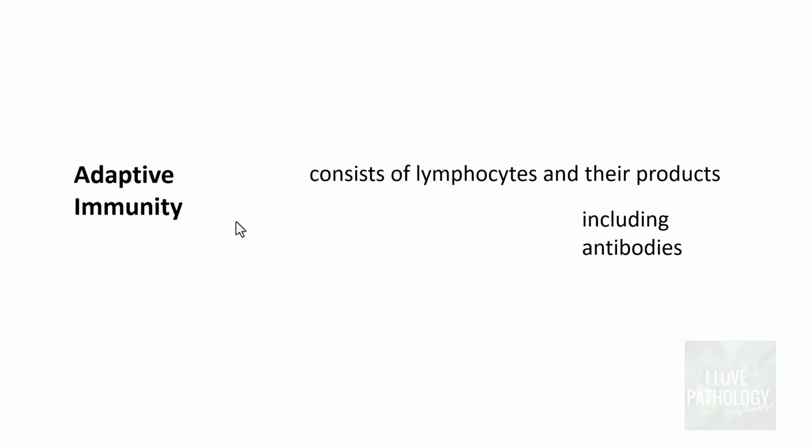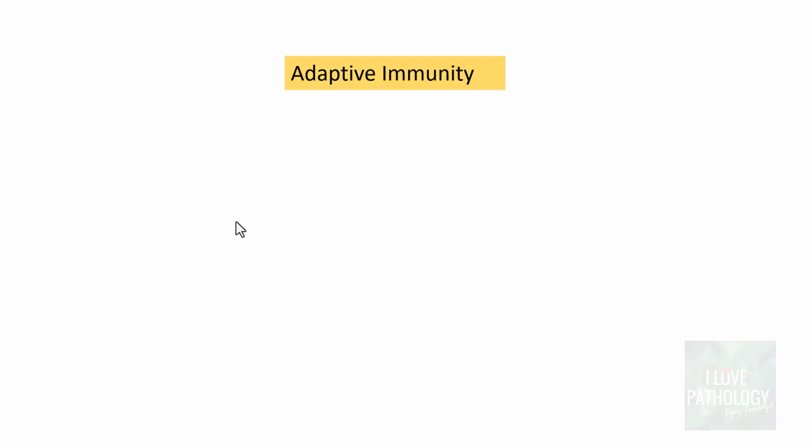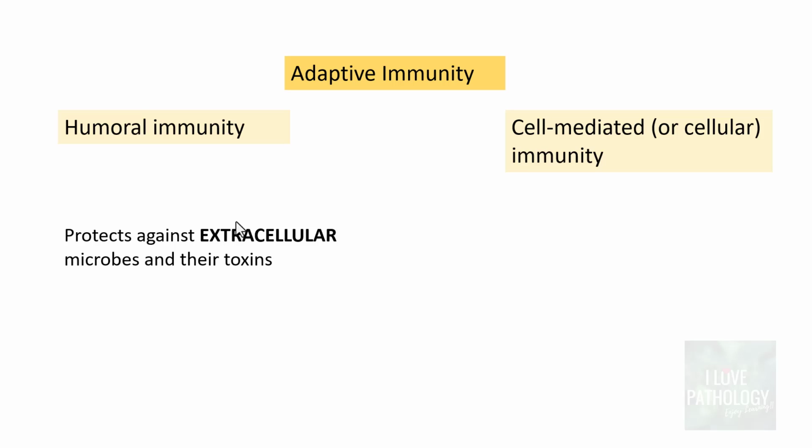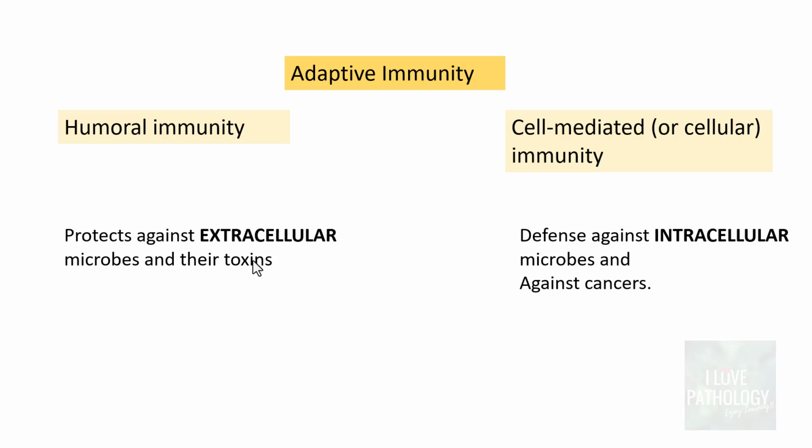So we know that adaptive immunity consists of lymphocytes and their products. When I say products, I mean including antibodies. They are basically categorized into two types: humoral immunity and cell-mediated immunity. Humoral immunity means we have protection against extracellular microbes and their toxins, whereas cell-mediated immunity is the defense against intracellular microbes as well as against cancers.